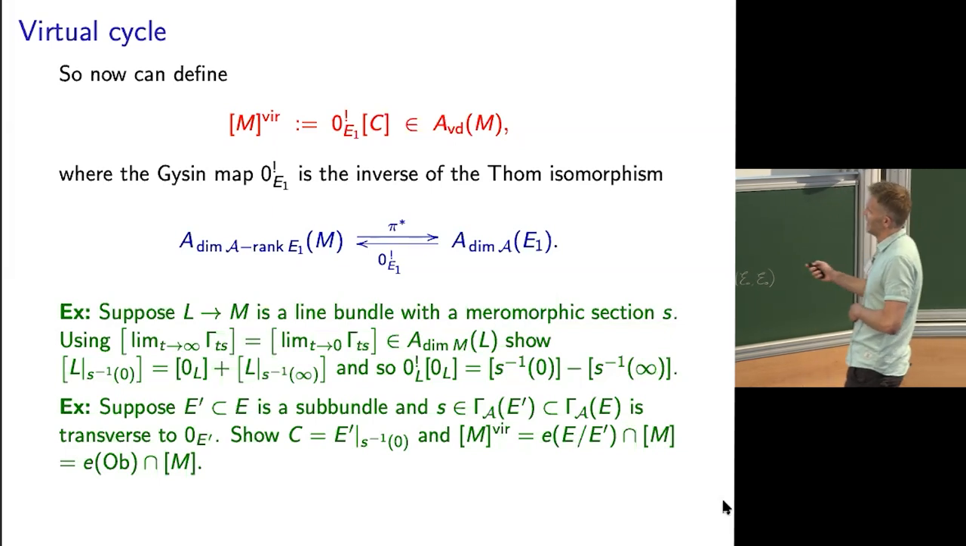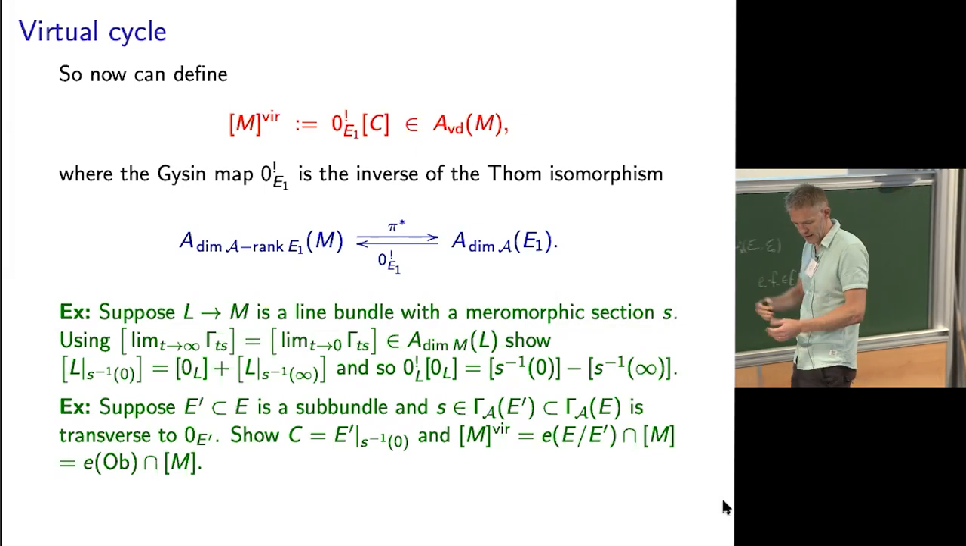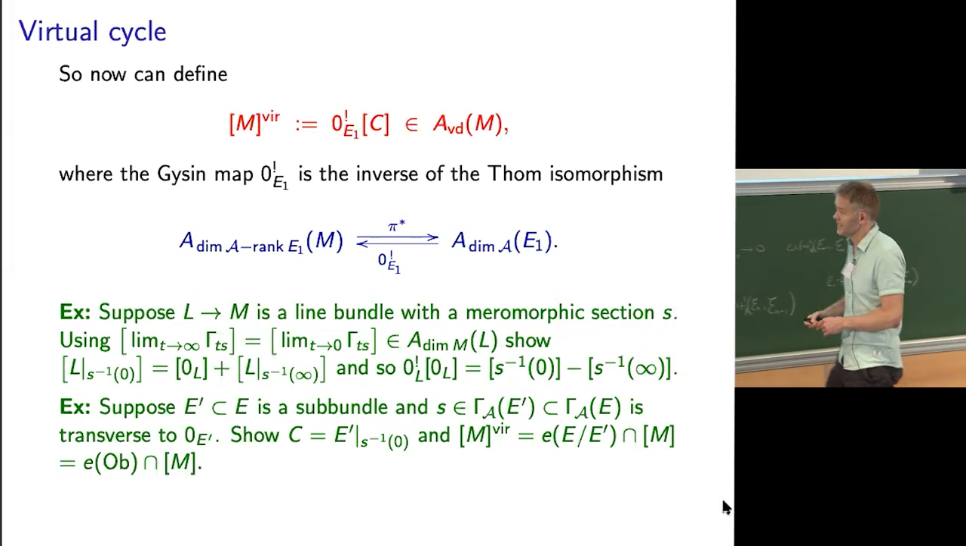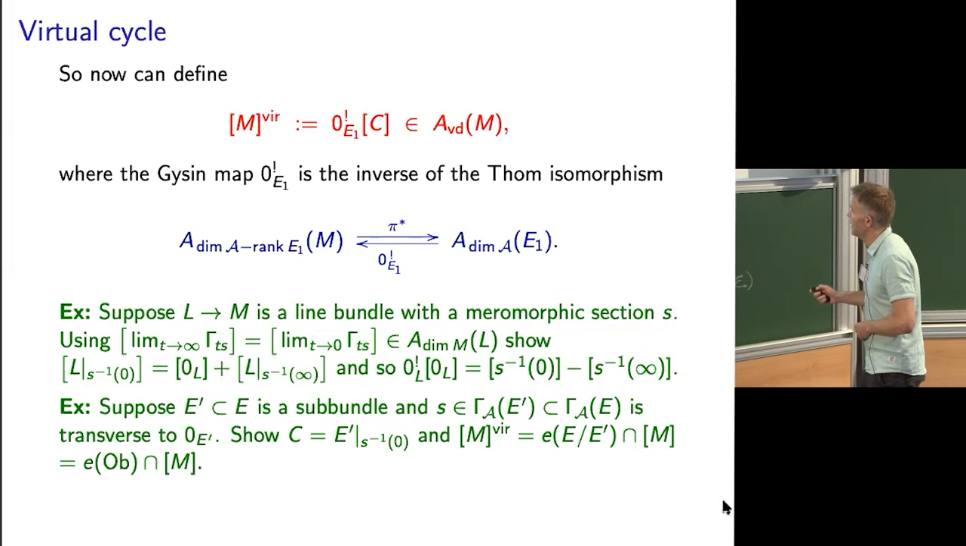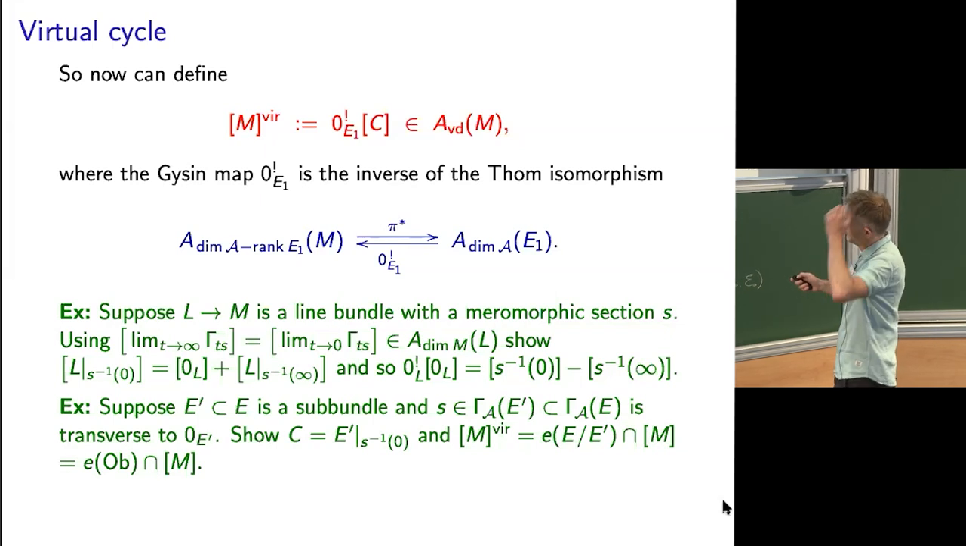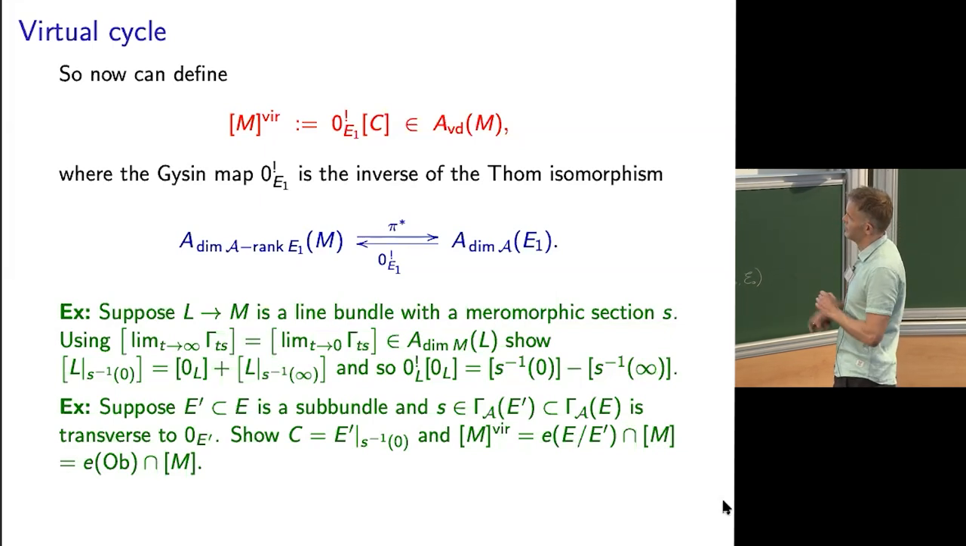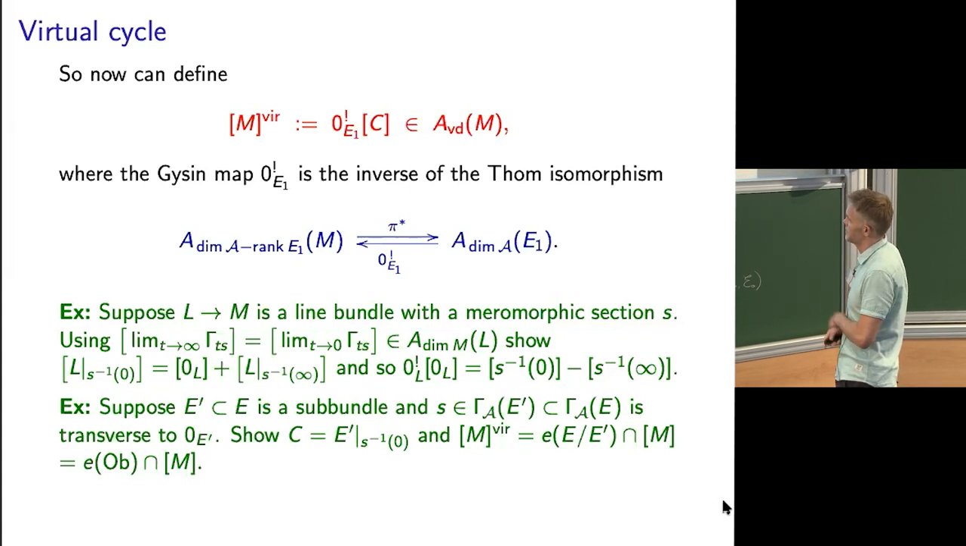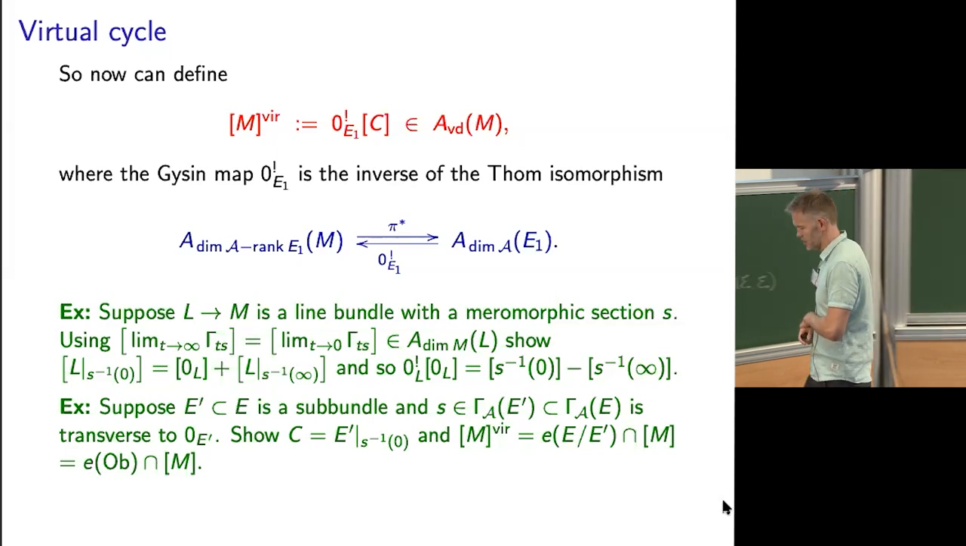And so you have to make that into the pullback of some cycle on M, and that defines its Gysin map. And when you do that, what you find is that you get the Euler class of the bit of the bundle that you haven't used yet, so E over E primed, the obstruction bundle. You get the Euler class of the obstruction bundle. So that's a great exercise to do.